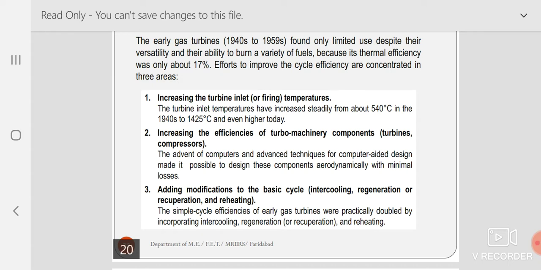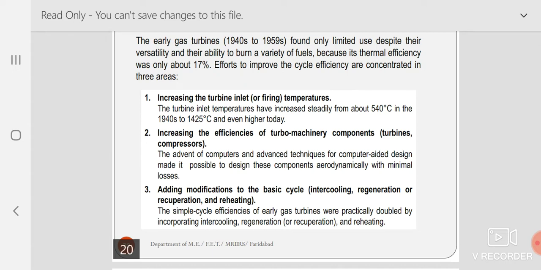Why better output? Better rotation of the turbine means better movement of the magnet at the end of the turbine shaft within an armature coil. So the better the movement of the magnet in the armature coil, the higher the current production or power production. So this is the way in which we have increased the turbine temperature and got the result.